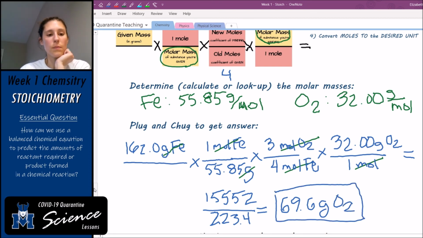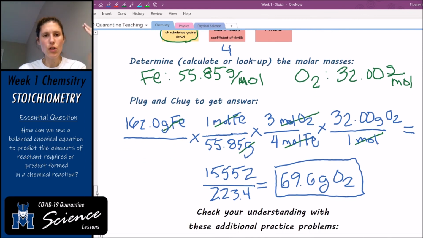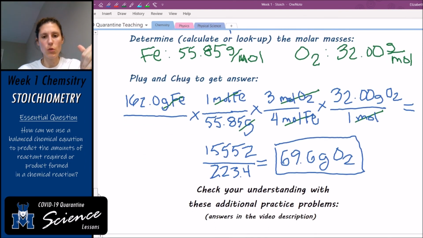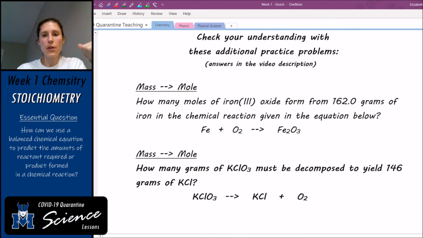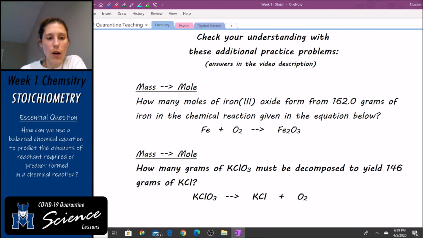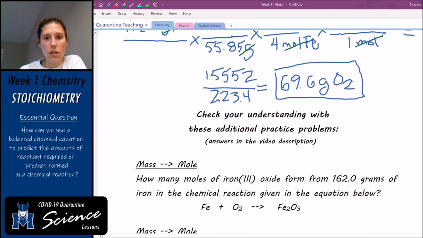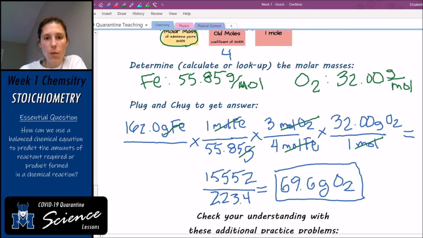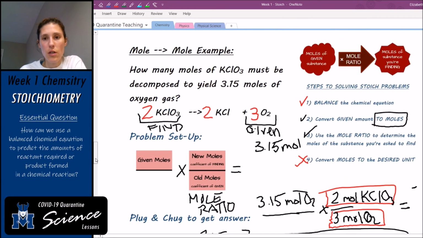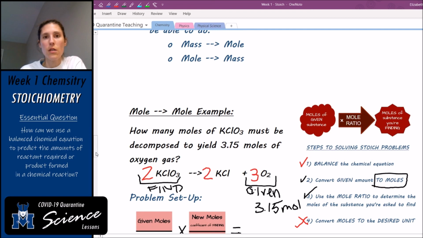Okay, so those are two example stoichiometry problems worked through. I want you to check your understanding with these additional practice problems so you can do them on your own, and then you can check the video description for the answers for these two practice problems. So I hope this gave you at least somewhat of an understanding of how we can use a balanced chemical equation to make predictions about the amounts of reactants or products that we need or will be formed in a chemical reaction.